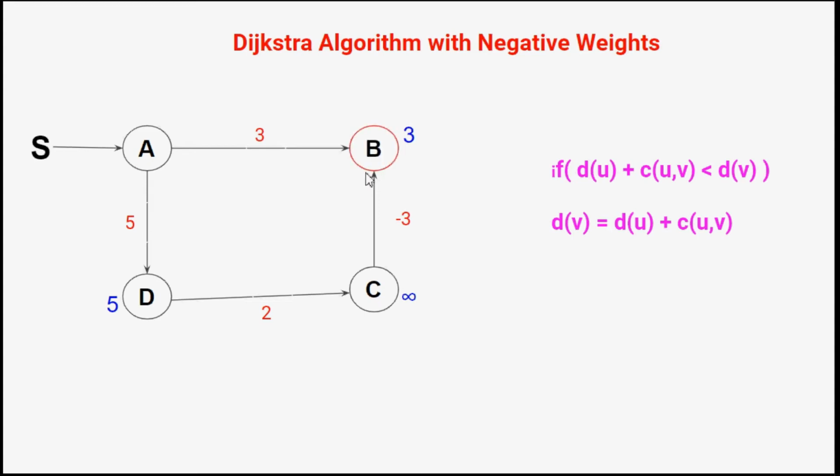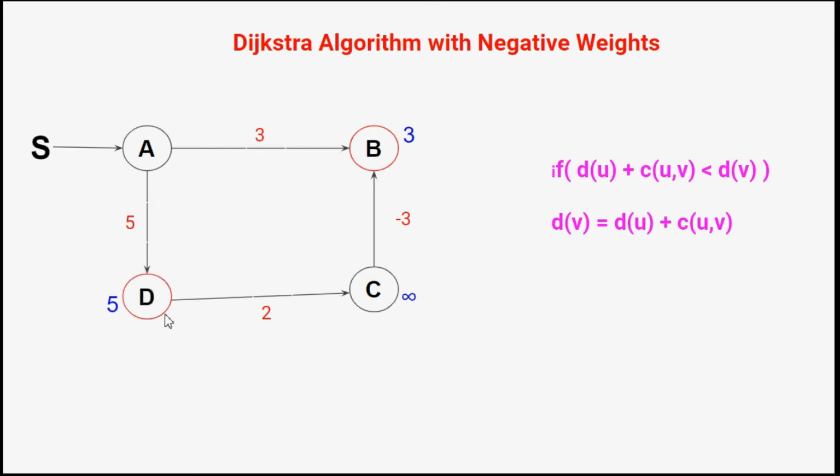Okay. Now since there is no outward edge from vertex B, so that means there are no neighbors of B. So we cannot do anything. No cost would get changed. So it would remain as it is. So we are left with two vertices, that is C and D. Out of C and D, D is having the minimum cost. So we are going to choose D now.